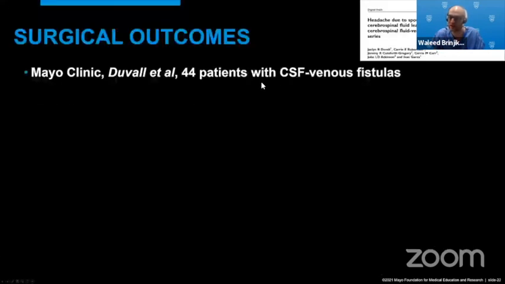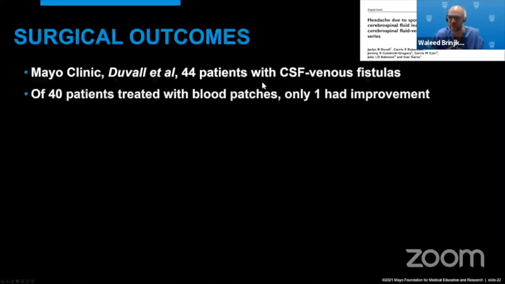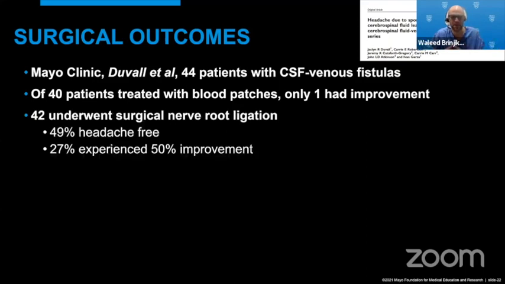Surgery is a great option for these patients. So typically when there is a CSF venous fistula found, what we were doing was we would try a blood patch first. Now, blood patch only worked in 1 in 40 patients. So blood patch does not work in patients with CSF venous fistula. Then if the blood patch didn't work, the patients went on to surgery.